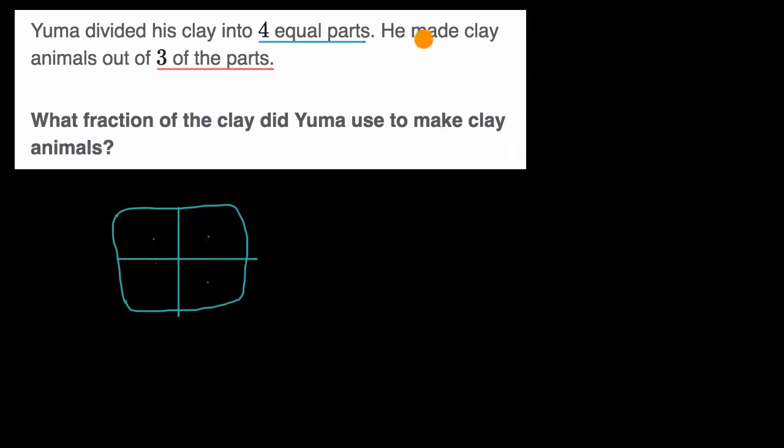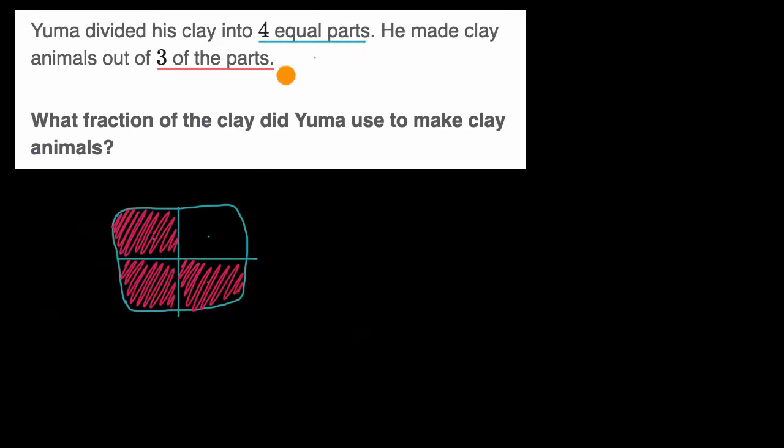Now it says that he made clay animals out of 3 of the parts. So maybe this part right over here, he was able to make a clay animal out of. This part right over here, he made a clay animal out of. And then that part right over there, he made a clay animal out of. So what fraction of the clay did he use to make clay animals?